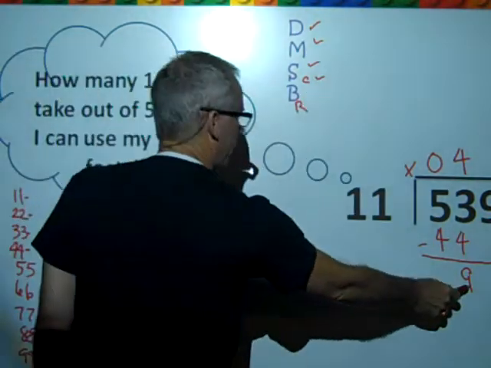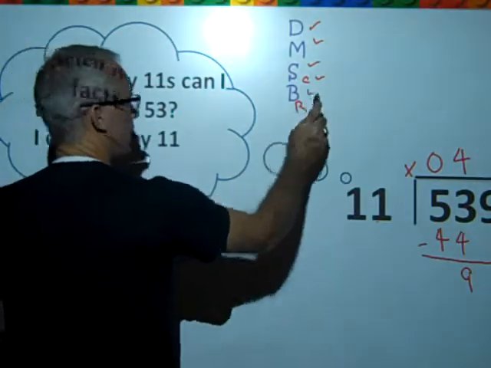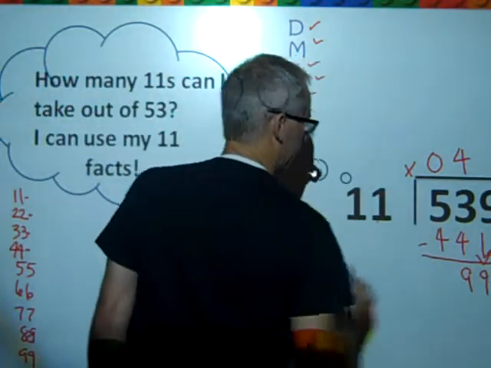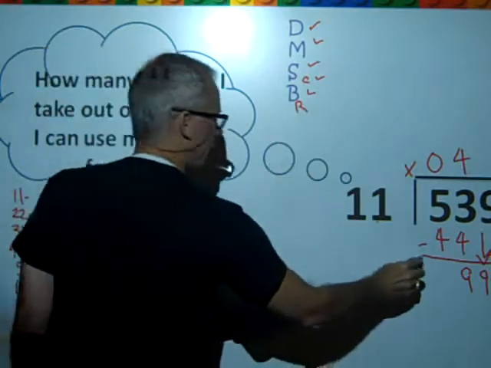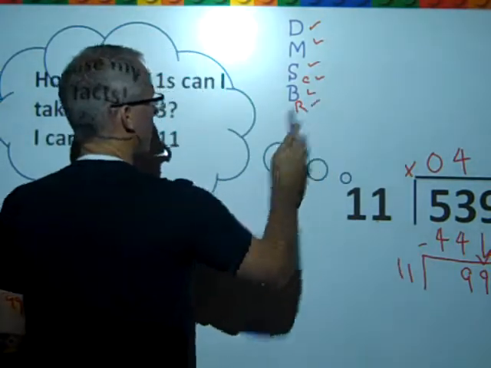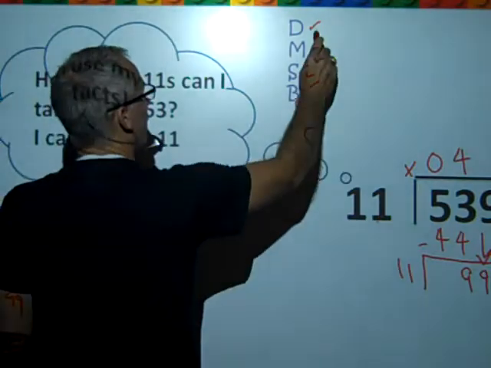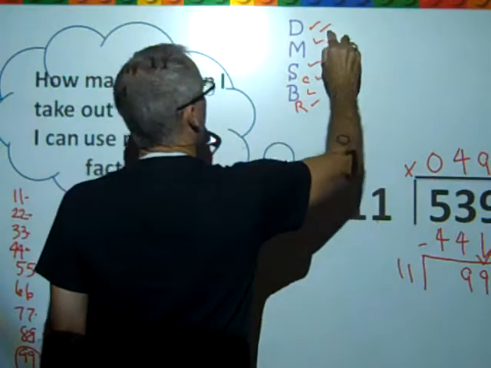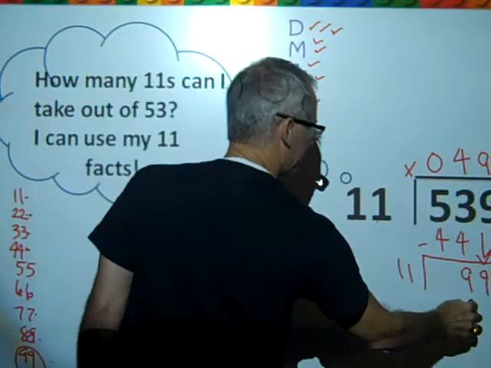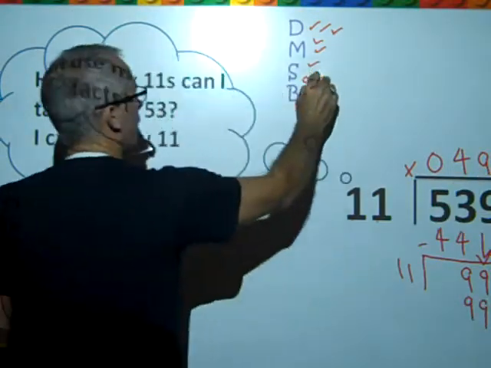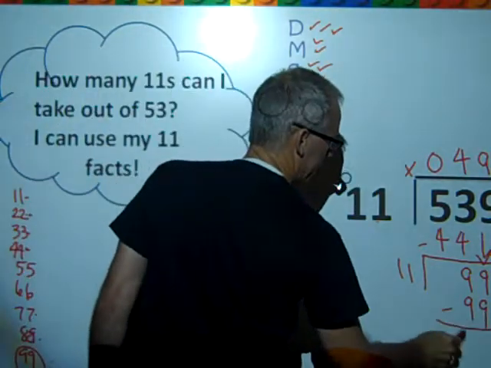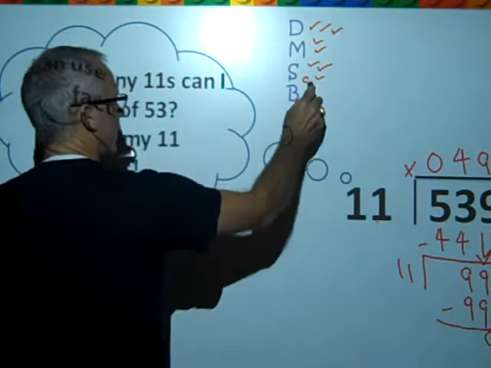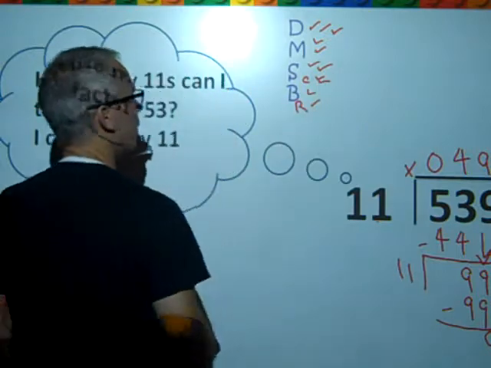I check it, is my remainder less than my divisor? Absolutely. Bring down the 9. Rewrite the divisor. Repeat the process. How many groups of 11 can I make from 99? Look at my list. 99 is right there. How many groups is that? 1, 2, 3, 4, 5, 6, 7, 8, 9 groups. That's dividing. I multiply. 11 groups of 9 gives me 99. I subtract them. 99 minus 99 is 0. Check it. Is 0 less than my divisor? Absolutely.